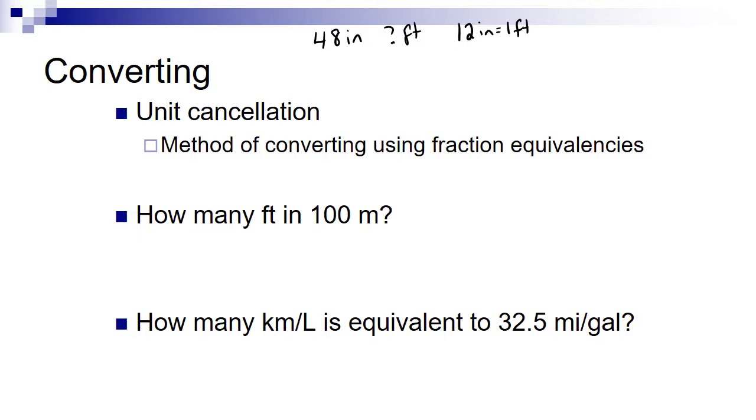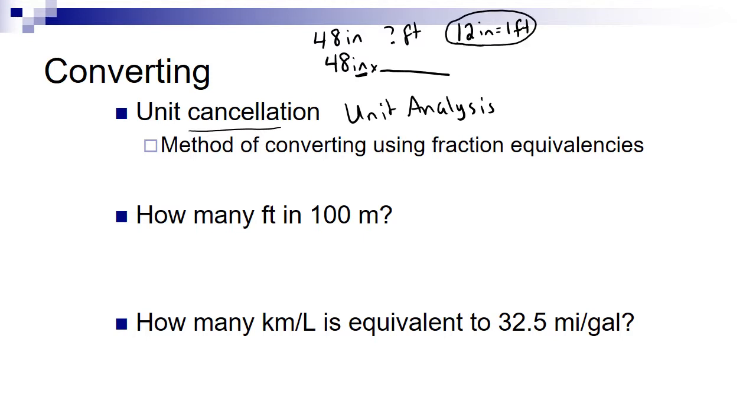I like to do what's called unit cancellation or unit analysis, dimensional analysis, the railroad track method. There's a lot of different names for this. But what I do is I start with the measurement that's given, and I'm going to set up a fraction or an equivalency going from one unit to another. Now notice that this is in inches, meaning I want to have inches on bottom, and I'm going to use this particular equivalency to help me.